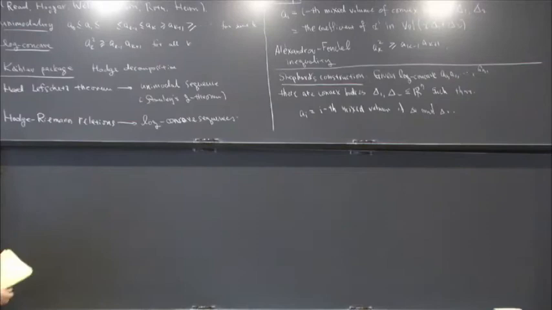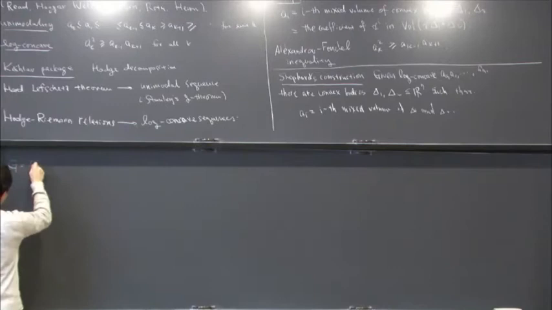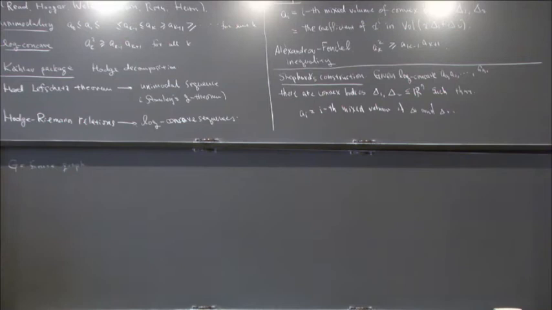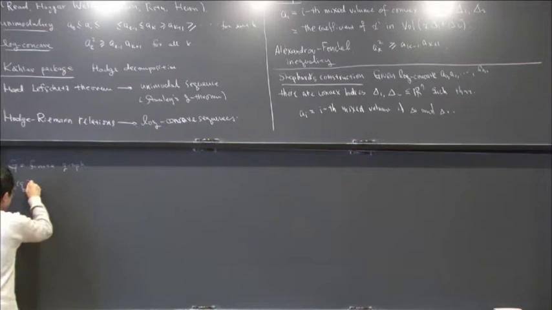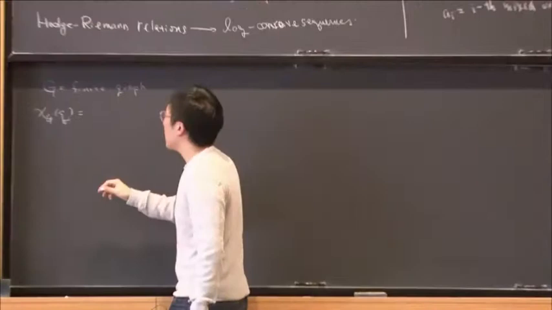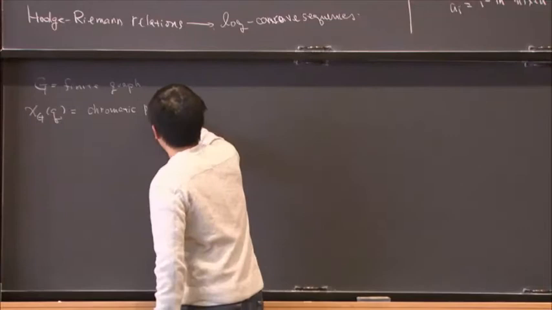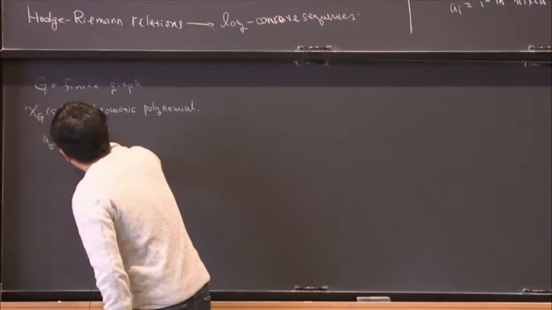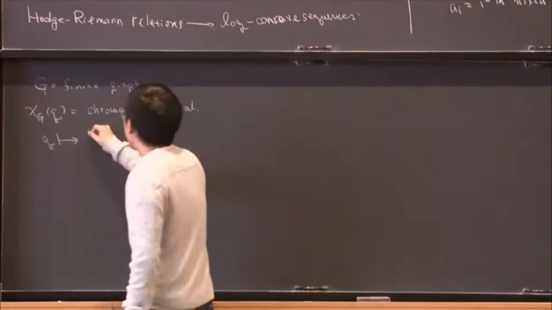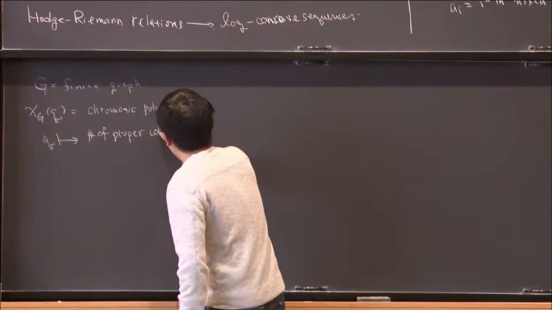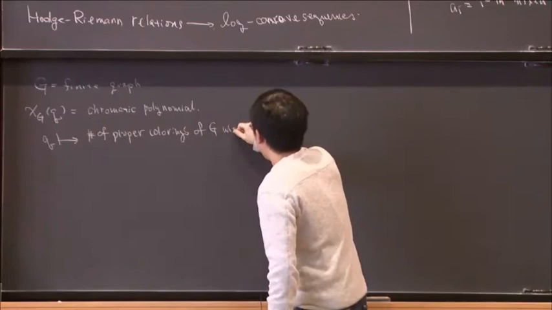So I'll introduce some of the conjectures associated to the names written there. And the most basic version concerns a graph with finitely many vertices. And this time you look at this one variable polynomial in the indeterminate q called the chromatic polynomial. This polynomial is defined by the property that its value at positive integer q is the number of proper colorings of G with q colors.